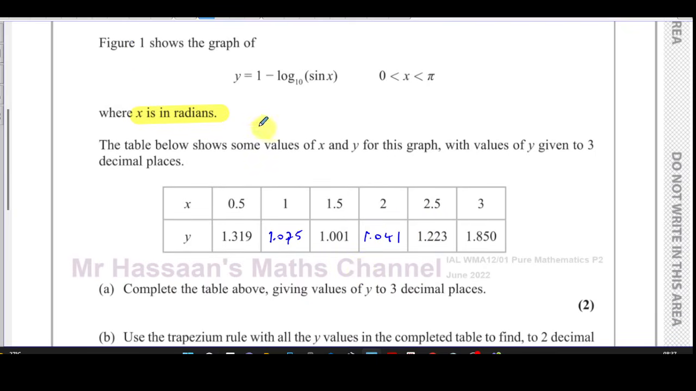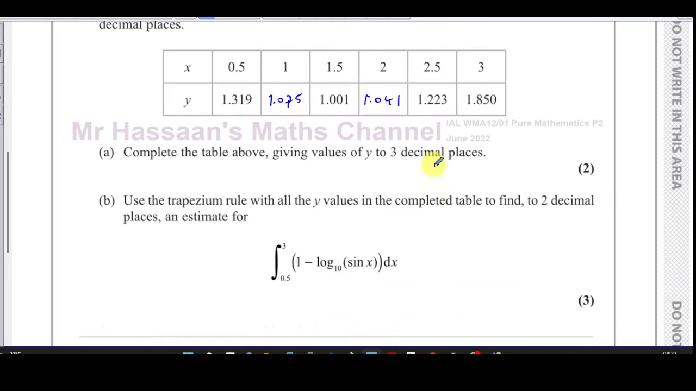Very simple, but just take care that we have to use radian mode, because we're using trig ratios and the angles are in radians. Now part B says, use the trapezium rule with all the y values in the completed table to find, to 2 decimal places, an estimate for the integral between 0.5 and 3 of this same expression that produced this table.